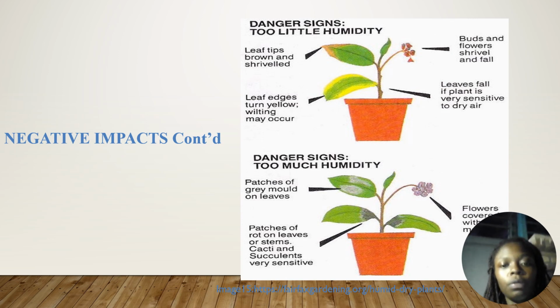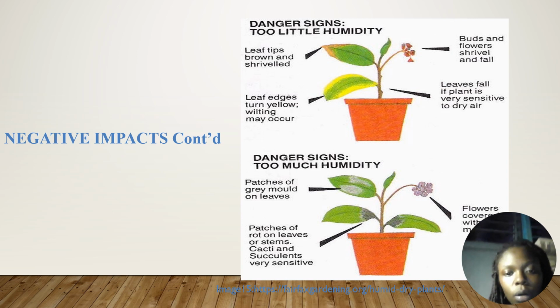Here, first, we have a plant which is affected by too little humidity, where the leaf tips turn brown and shriveled, and the lower leaf edges turn yellow, wilting starts to occur, and the buds and flowers shrivel and fall. Leaves fall if the plant is very sensitive to dry air.